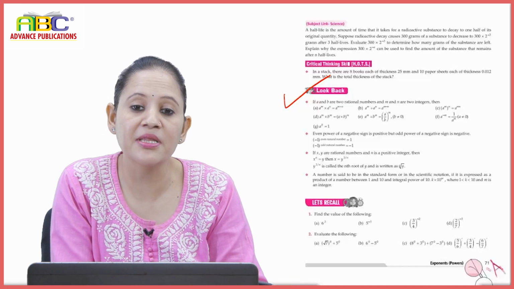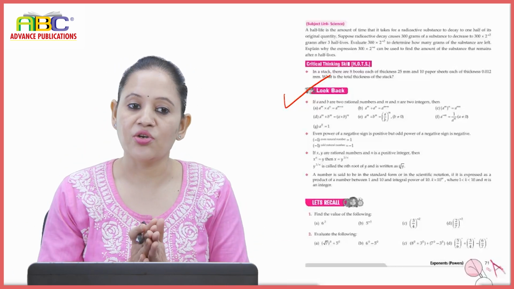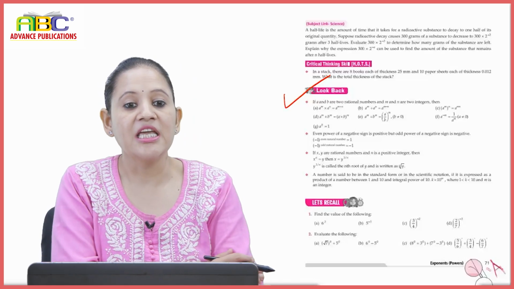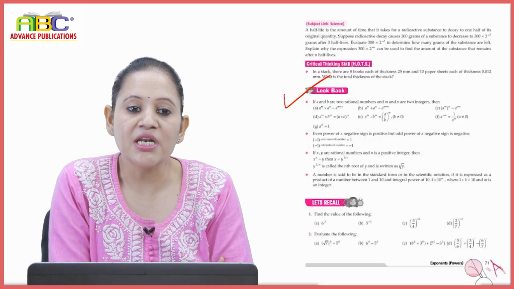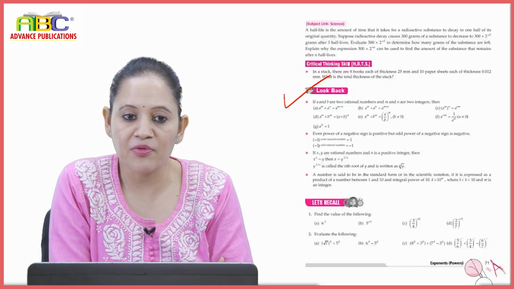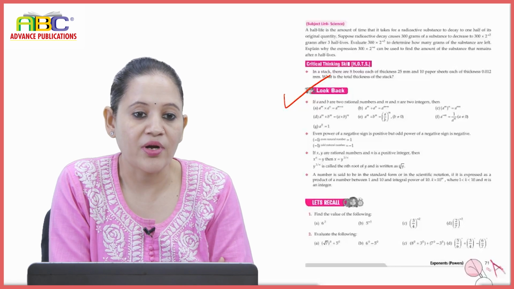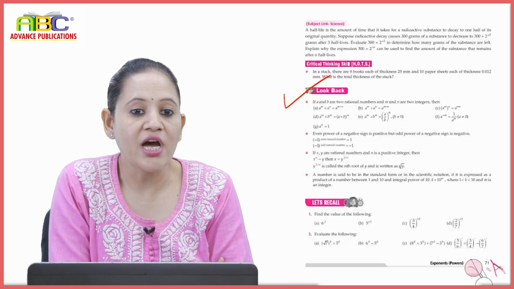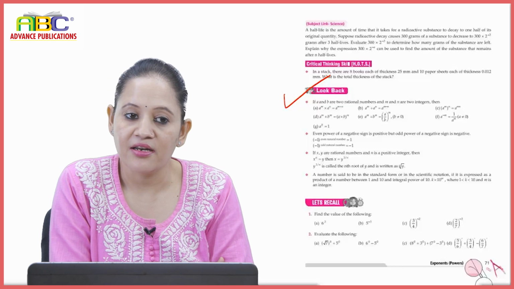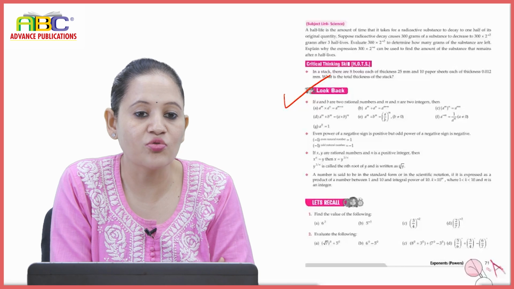A to the power minus m can be written as 1 upon a to the power m, where a is not equal to 0. A to the power 0 equals 1. Even power of a negative sign gives positive, but odd power of a negative sign gives negative. -1 अगर even natural number power है, so it will be positive. -1 odd natural number power है, it will be equal to -1. If x and y are rational numbers and n is a positive integer, then x to the power n equals y, x equals y to the power 1 upon n. Y to the power 1 upon n is called the nth root of y, written as nth root of y.